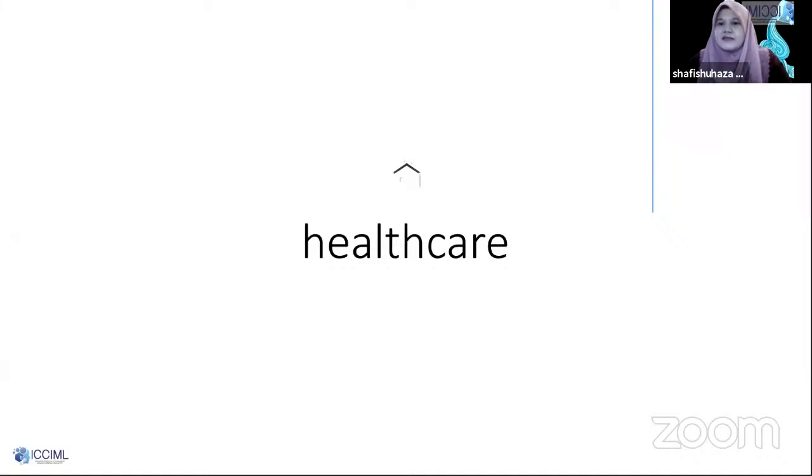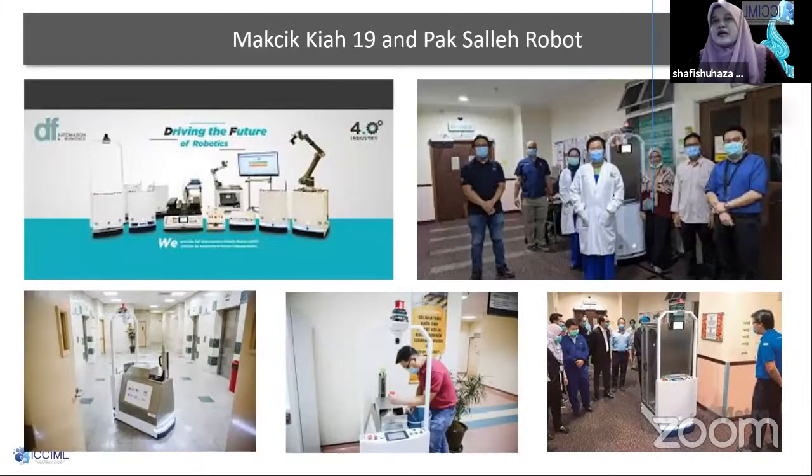Let's start with the most coveted research area right now, which is healthcare. What is the most desirable right now? Of course, anything to do with the pandemic. Our researcher, Dr. Yong Chi Fai, who also has a spin-off company, DF Automation, looks at this pandemic positively. He applied his expertise in robotics to invent Makcik Kia 19, as well as the Pak Saleh robot, which is a robot to distribute essentials such as food, medicals, etc. to highly contagious COVID patients. For hospitals that are swamped with patients at the moment, this solution is spot on.